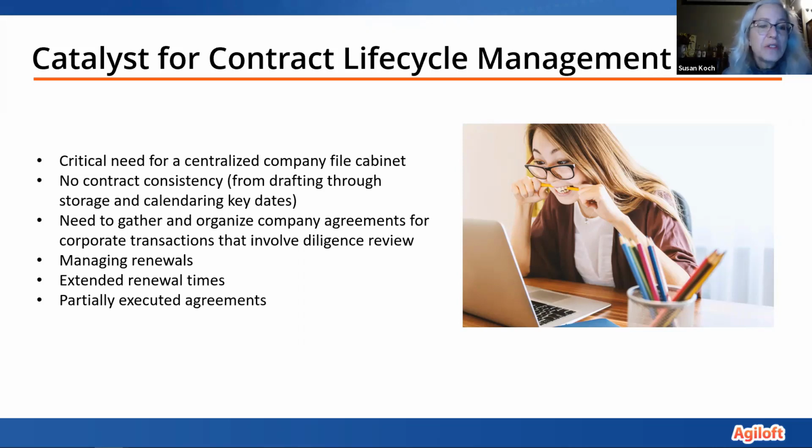We also needed to manage renewals. We were not aware of when contracts would be auto renewals, so they would automatically roll over without us being aware of that. That also prevented us from doing a lot of negotiations that we would probably have wanted to do. And the biggest problem, partially executed agreements. We would get one side of the signature, but not the other side, and we would move on, and no one had time to follow up on that. So we were in dire need of some type of management with our contracts.